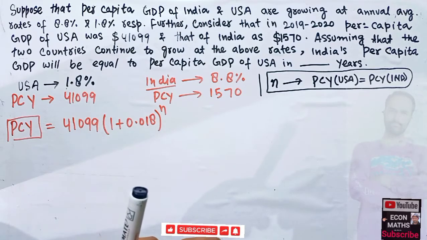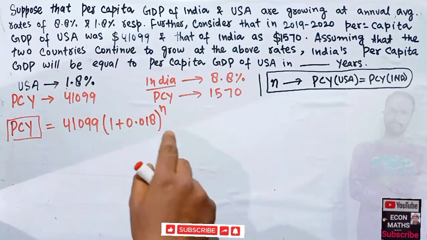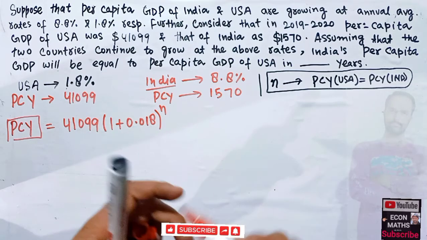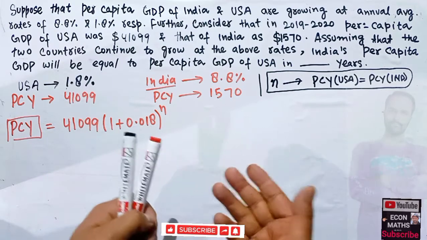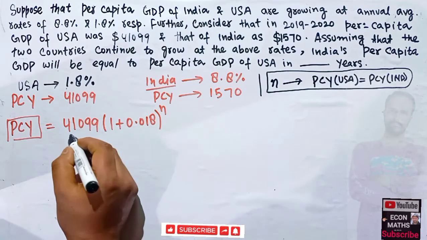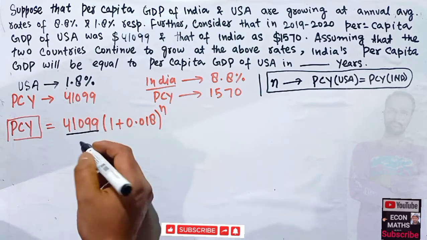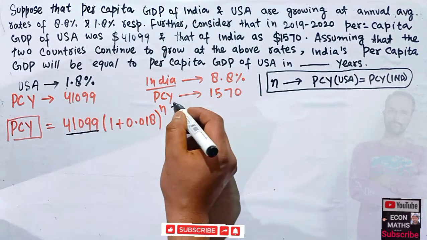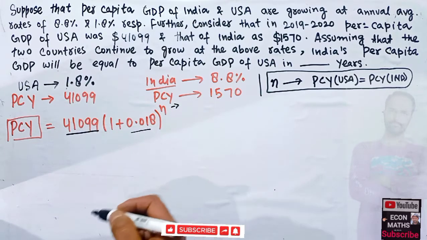So this is the growth formula, which we use in compound interest also. This is our principal amount, this is the number of years, and this denotes the growth rate.